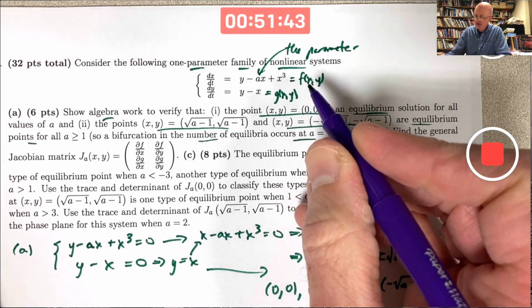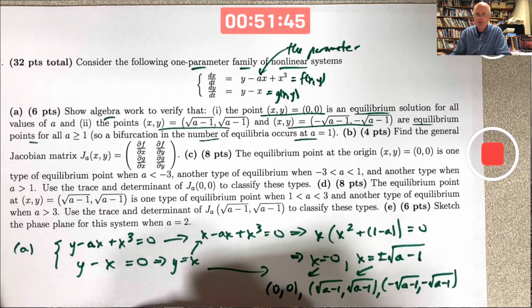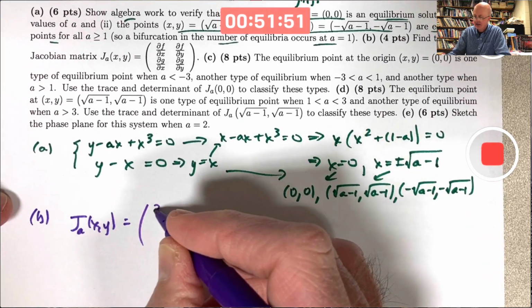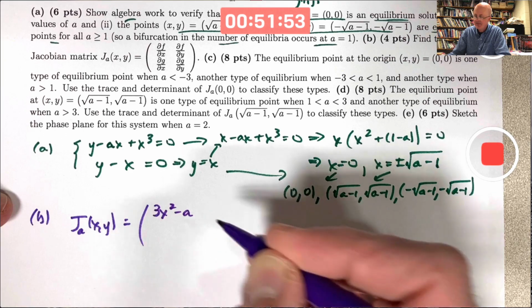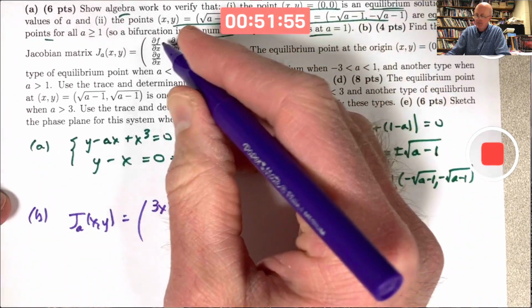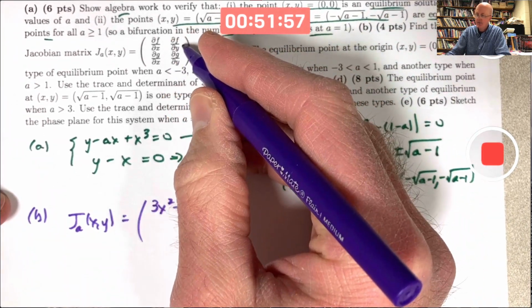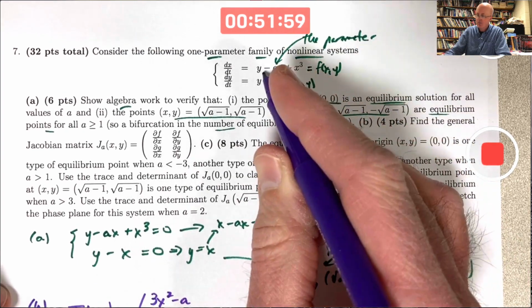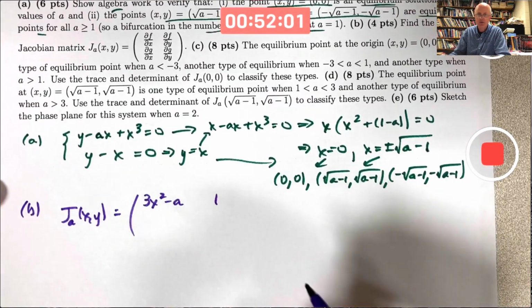Look at f and g. The derivative of f with respect to x is 3x squared minus a. That goes in the upper left entry, 3x squared minus a. It's representing that partial derivative. What's the partial of f with respect to y? Look back up here, it's 1. That goes in the upper right entry.